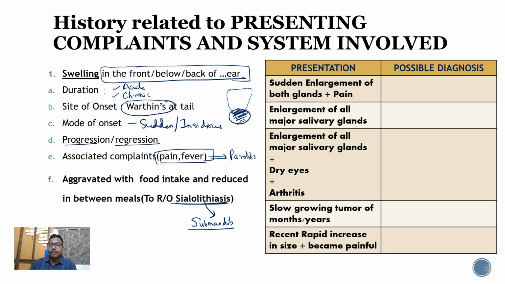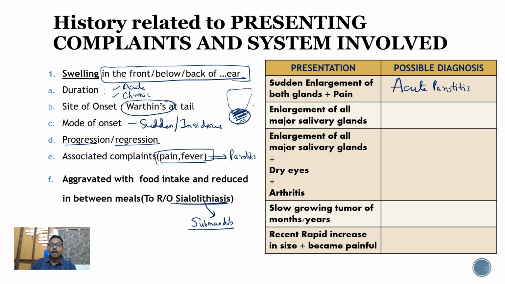So, the possible diagnosis will be acute parotitis. Another scenario where you can come across acute parotitis is the ICU, where if the patients are not taken care of with proper oral hygiene, then also you can come across bilateral sudden enlargement of both side glands along with pain.